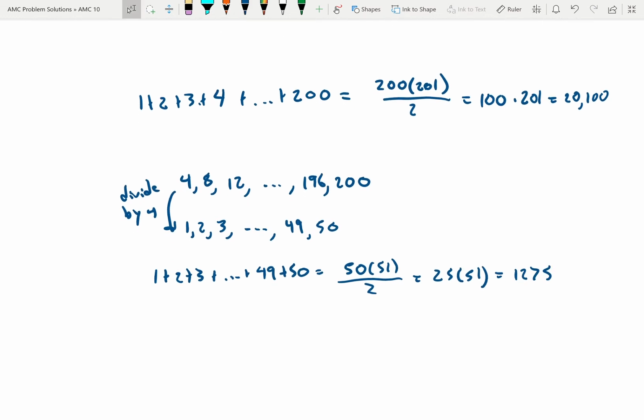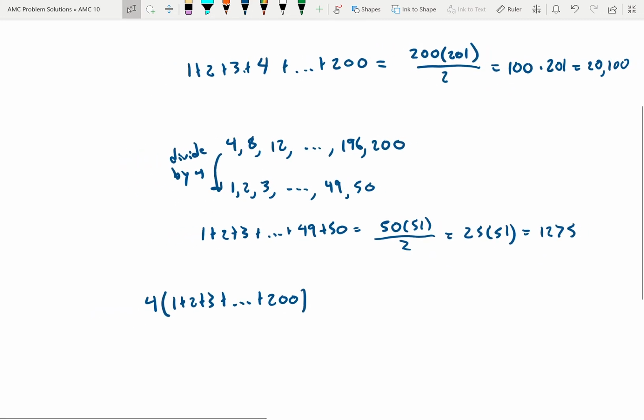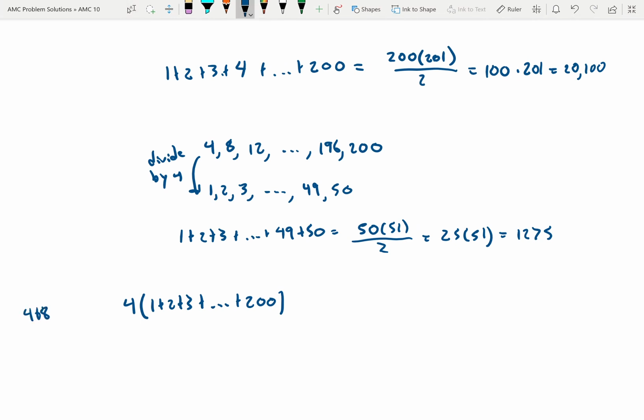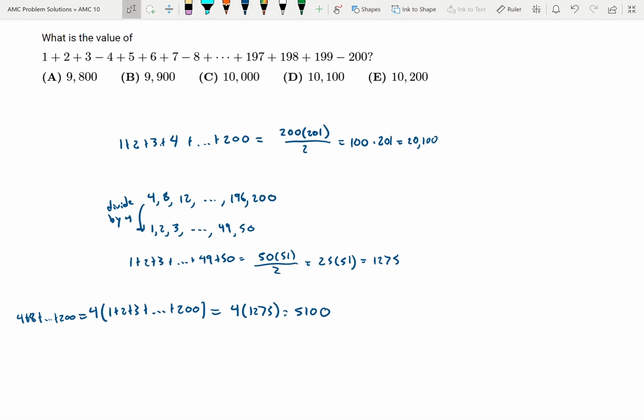Notice that if I want to add up 4 plus 8 plus 12 plus 196 plus 200, I just have to do 4 times 1 plus 2 plus 3 plus all the way to 50. Since I know that sum is 1,275, I'm going to do 4 times 1,275, which equals 5,100. So now I know the sum of 1 plus 2 plus 3 all the way to 200, and I know the sum of all the fourth terms.